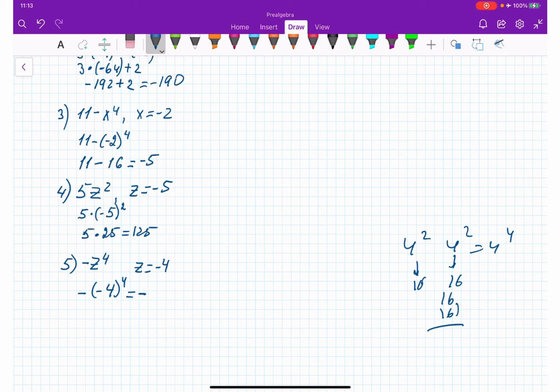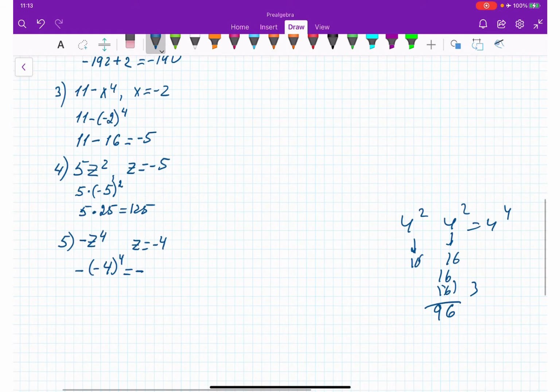So I multiply 16 by 16. 6 times 6 is 36, 3 in mind. 6 times 1 is 6, and 3, 9, so 96. Next, 1 times 6 is 6, 1 times 1 is 1. 6, 9 plus 6 is 15, 1 in mind, 1 and 1, 256. We get negative 256.